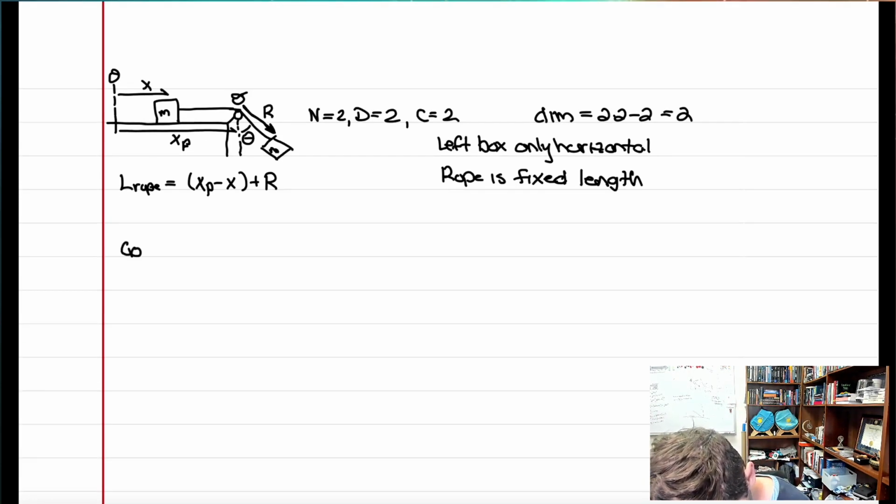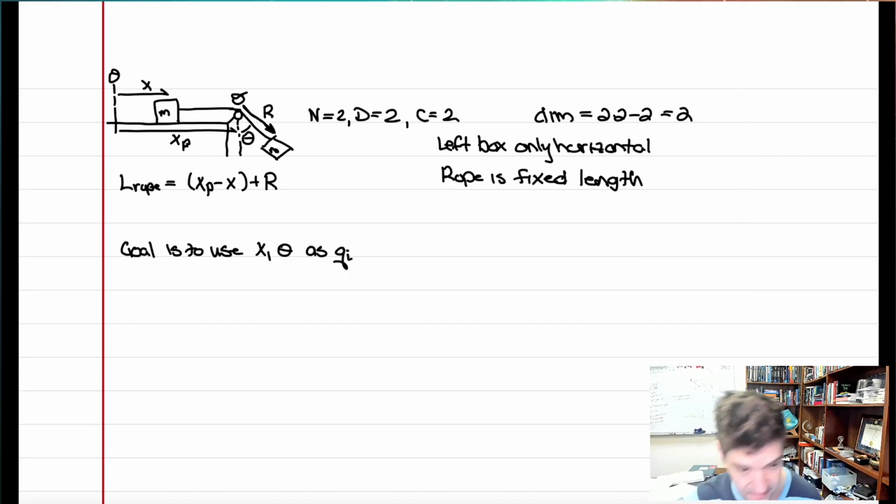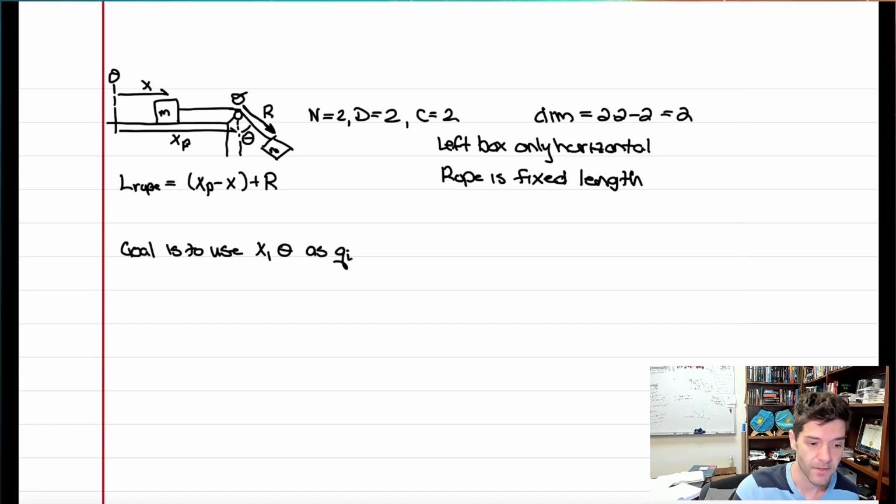Maybe my goal is to use x and theta as my generalized coordinates, my q sub i. Or you could use r and theta as well if you wanted to. You could do x and r, I guess, as well, but there would be some messy arctangents or something like that if you wanted to get rid of the thetas. But you could do that as well.